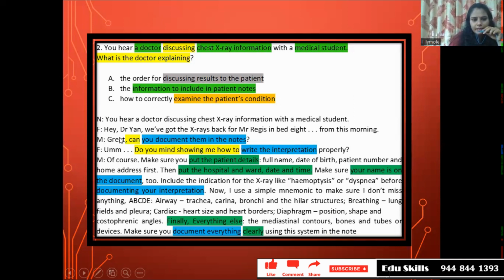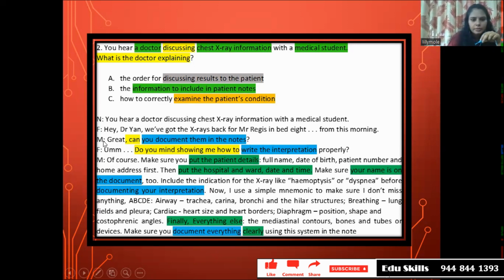So in the beginning itself, what is he telling? Can you document them in the notes? So what is the topic? You can see the word document is repeatedly coming in this audio. Your name, the hospital ward, date and time. This is a synonym of documentation. That means patient details. Then your name is on the document and documenting the interpretation. Then document everything clearly. So document is coming repeatedly. That is the keyword.